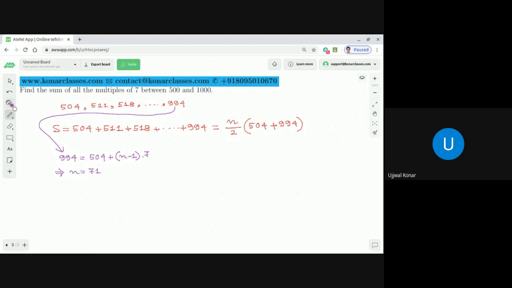Now that value of n, which is equal to 71, if we apply here, what value will you get, dear students? I'm just writing the expression. That is 71 by 2 into (504 plus 994). And as all of you said, the answer is 53179.